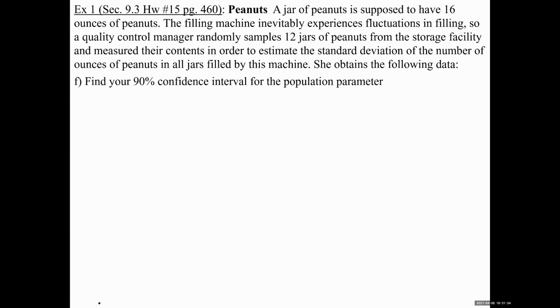All right, part F, find a 90% confidence interval for the population parameter. So now instead of giving me a 1 number guess that sigma is 0.3492 ounces, give me an interval guess. Give me a range of values. So the way you're going to do that, you're going to do that in 3 steps. Most of the time, actually I take it back. You're going to do it in 2 steps.